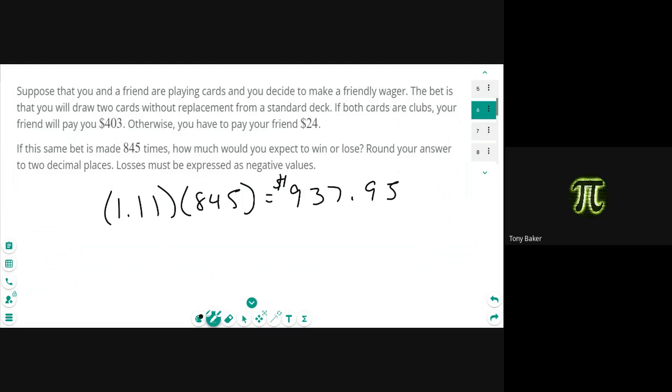Now, not that this question asks it, is that experimental or theoretical? That's theoretical. You didn't do it. Experimental is when you actually physically did it. That's the difference between the two. So this is theoretical. You'd expect to win that, but you're not guaranteed to win that. You could win more, you could win less.